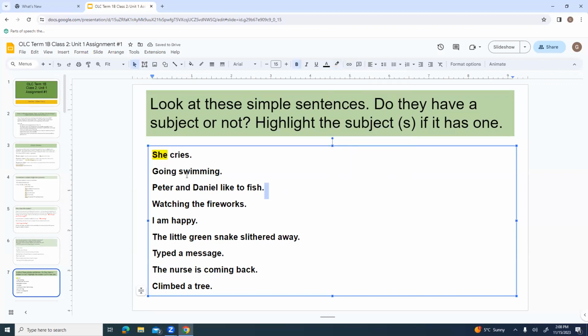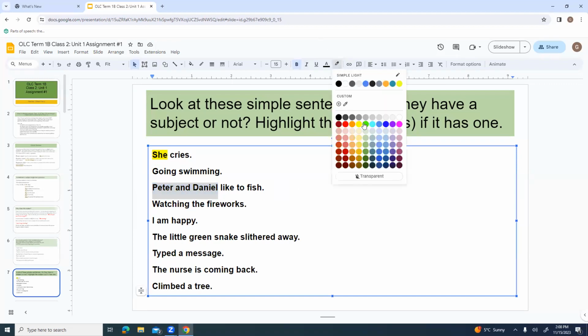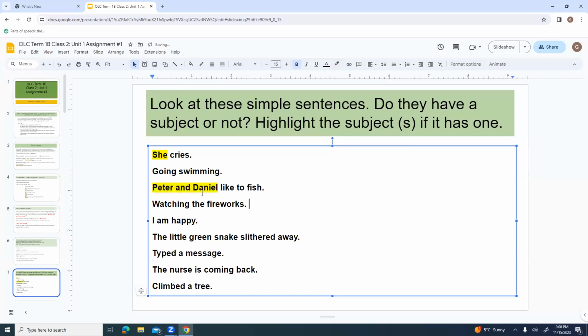Going swimming. Does that have a subject? No, it's incomplete. Peter and Daniel like to fish. Well, who likes to fish? Peter and Daniel do. So that's a compound subject because there's two nouns in there. Watching the fireworks. Is there a subject there? Who is watching the fireworks? Well, we don't know because they don't tell us. I am happy. What's the subject there? I. The I is the person who's being happy.